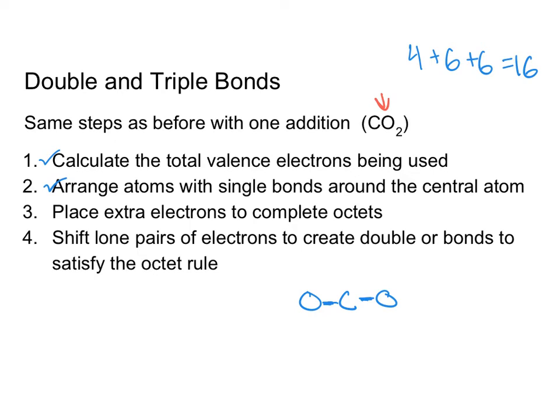So I'm going to go ahead and start adding 2, 4, 6, 8, 10, 12, 14, 16. Okay, so now I notice I'm out of electrons. This is all the electrons I have to work with. And I notice that each of my outer oxygens have their complete octet, but my carbon in the middle only has 4 valence electrons at this point. It has 2 from each of these bonds.